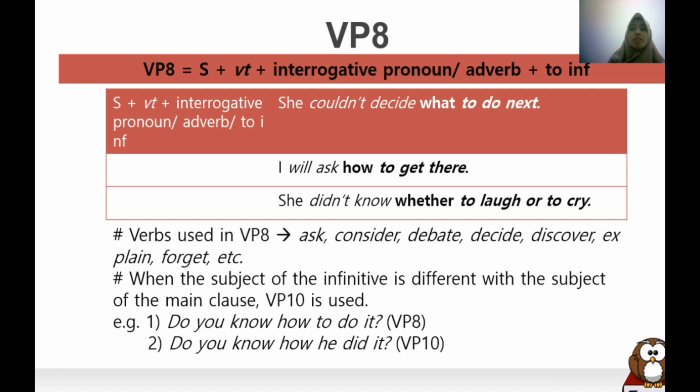For example, do you know how to do it? Okay, do you know how to do it? In this example, we have to use VP8. Why? Because the subject of the to infinitive is the same with the subject of the main clause. But when the subject of the to infinitive is different with the subject of the main clause, so you have to use VP10. For example, do you know how he did it? So the subject of the main clause is you, but the subject of the to infinitive is he. So when you have different subjects like this one, so you have to use VP10.